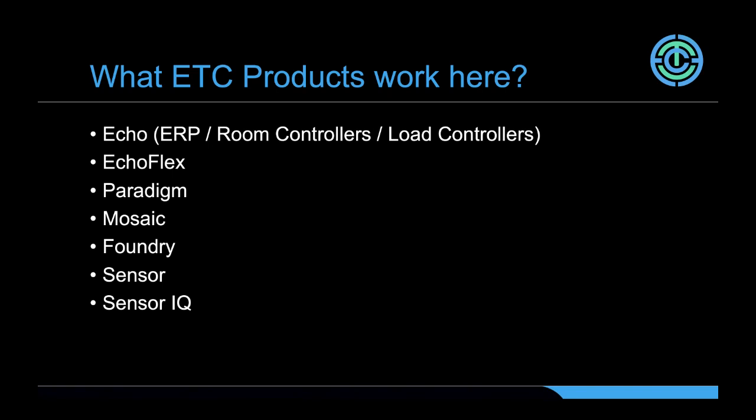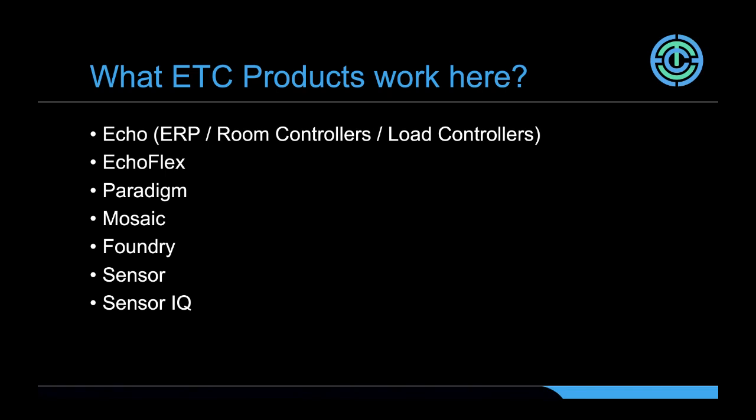ETC's most powerful power control system and lighting control system is Paradigm. We're going to look at Paradigm just briefly as we go through this. Their main show control environment for controlling, again, not just lighting, but power control, distribution, I/O interfaces, and even automation systems would be Mosaic. They have a line of Foundry panels, which are mini panels that we're going to look at really briefly.